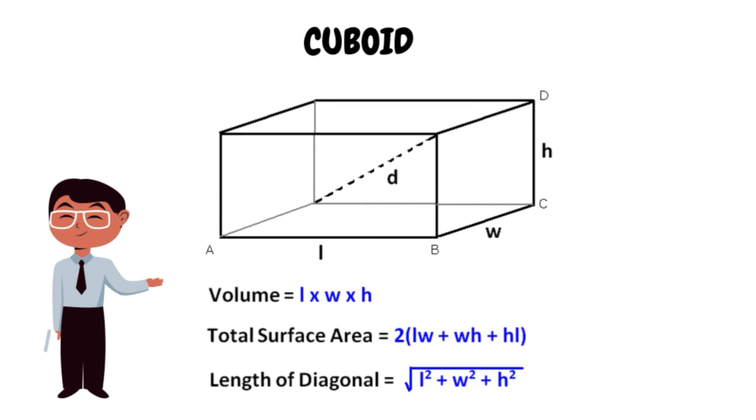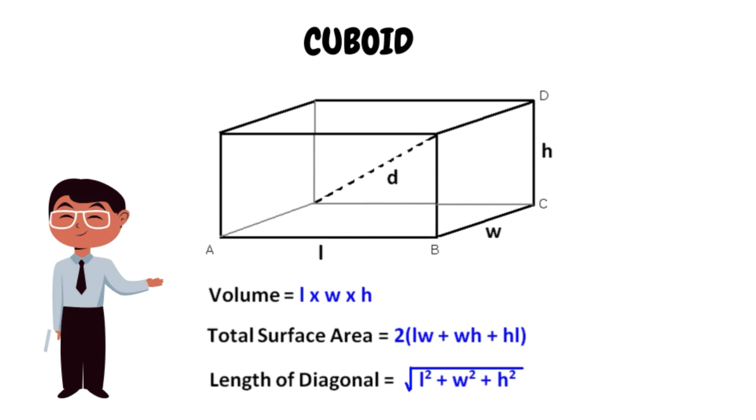Next we have cuboid. A cuboid with length L, width W and height h will have volume as length into width into height. Its total surface area is nothing but 2L into W plus 2W into H plus 2H into L.